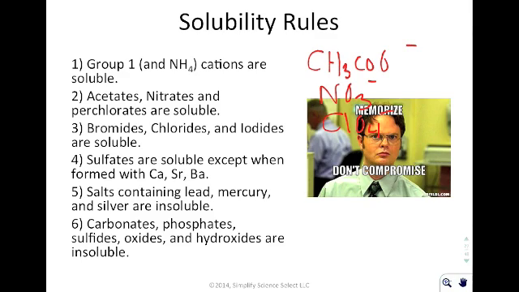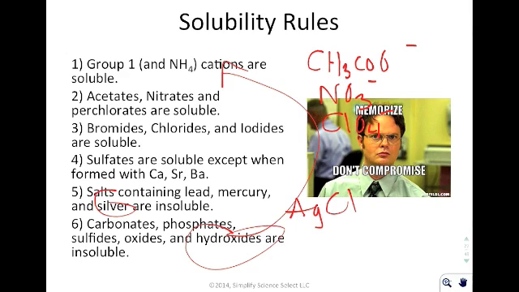So, for example, silver is soluble when you pair it with chloride. And we'll work through some of those exceptions here in a little bit. But carbonates, phosphates, sulfides, and oxides and hydroxides are generally insoluble as well, except when you have these rules here. So these are the general rules regarding solubility.